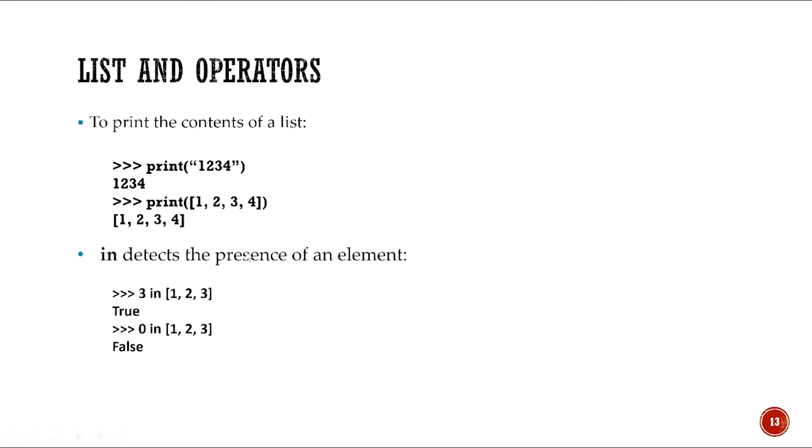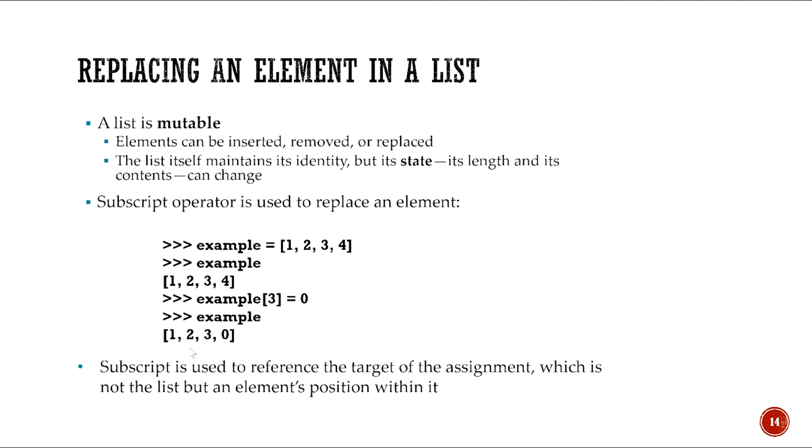Here's a useful operator, which is in. In detects the presence of an element. So we have a sequence of items. We want to check whether or not 3 is in that list, or another element. So we write 3, this is the target value, in list. If 3 is in the list, the output is true, otherwise it's false. This is a very useful operator if you want to search for a specific item in the list.